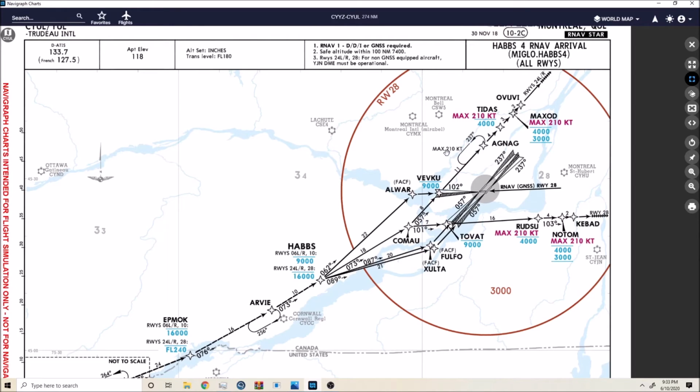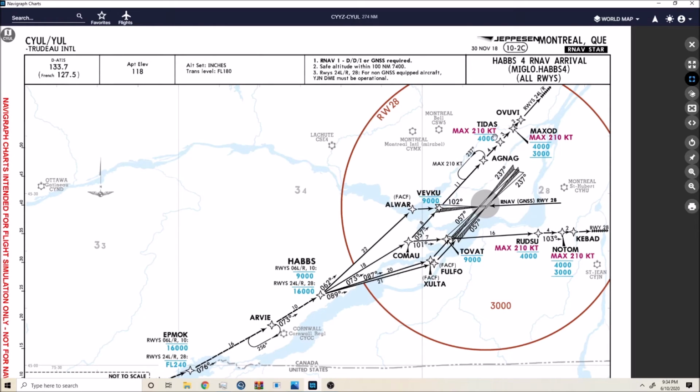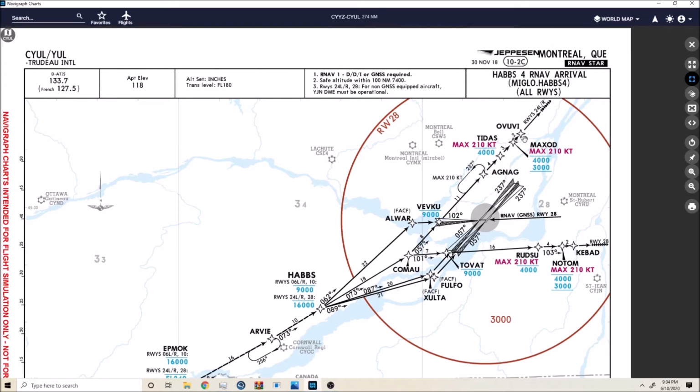which is a maximum speed of 210 knots. Inbound course of, so the outbound course of 237. Coming inbound here to Tidas, which is here, maximum speed of 210 knots at a maximum altitude of 4,000, or below there. Then to Max Odd, which is the same speed restriction of 210 knots. You can't go above that. In between 3,000 and 4,000 feet. And at OV, there's no restriction there.